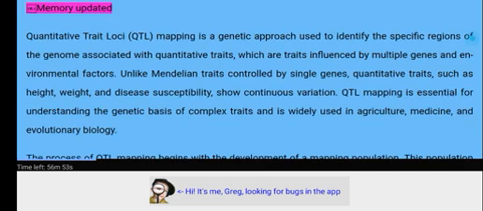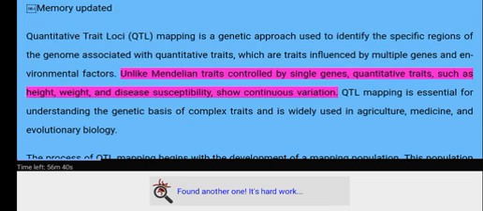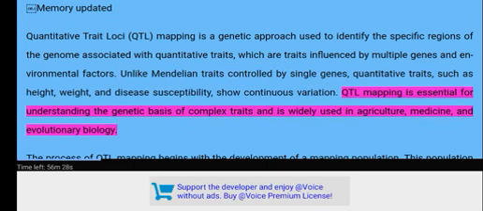ChatGPT said. Memory updated. Quantitative trait loci (QTL) mapping is a genetic approach used to identify the specific regions of the genome associated with quantitative traits, which are traits influenced by multiple genes and environmental factors. Unlike Mendelian traits controlled by single genes, quantitative traits, such as height, weight, and disease susceptibility, show continuous variation. QTL mapping is essential for understanding the genetic basis of complex traits and is widely used in agriculture, medicine, and evolutionary biology.